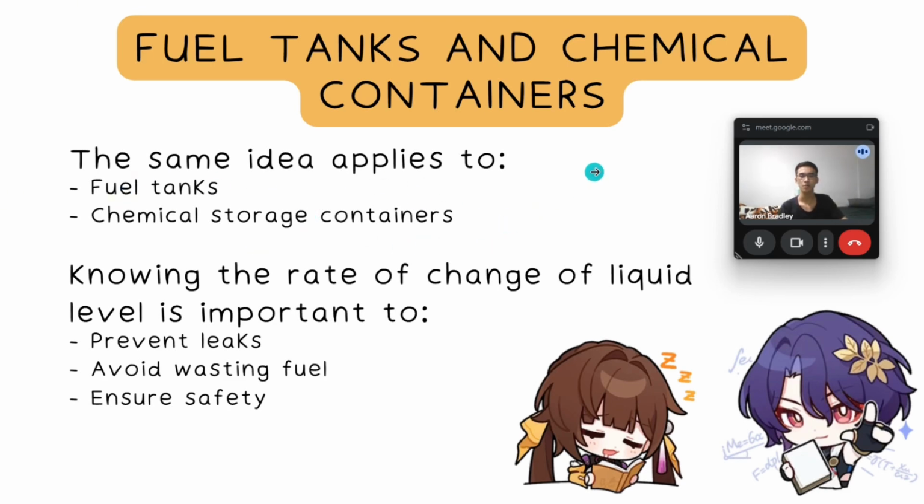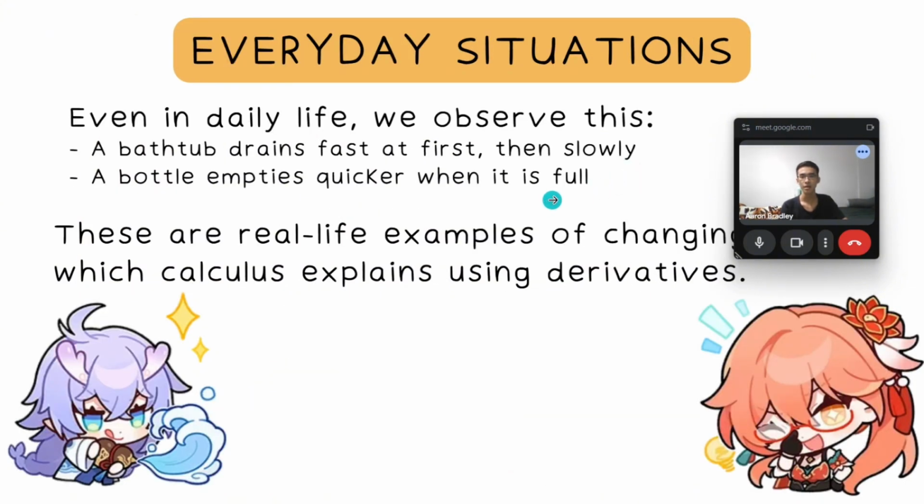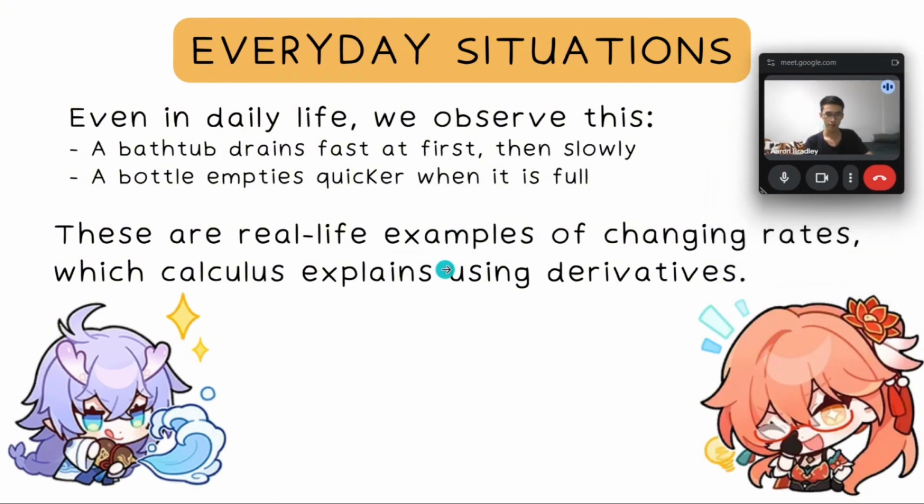Knowing the rate of change of liquid level is important to prevent leaks, avoid wasting fuel, and ensure safety. In everyday situations, we might have observed some examples of this concept. Maybe you have seen that when a bathtub is drained, it may seem fast at first, but then as the water height becomes low, it drains more slowly.